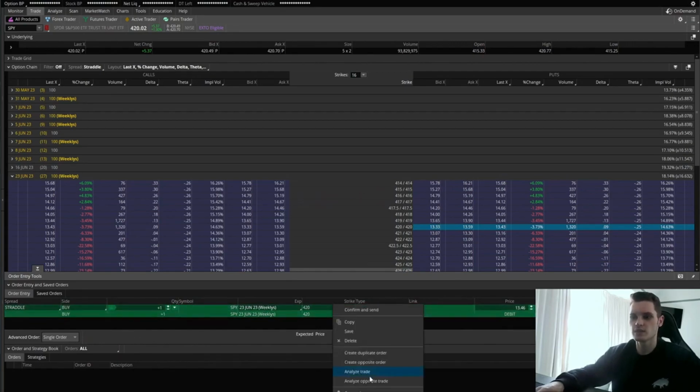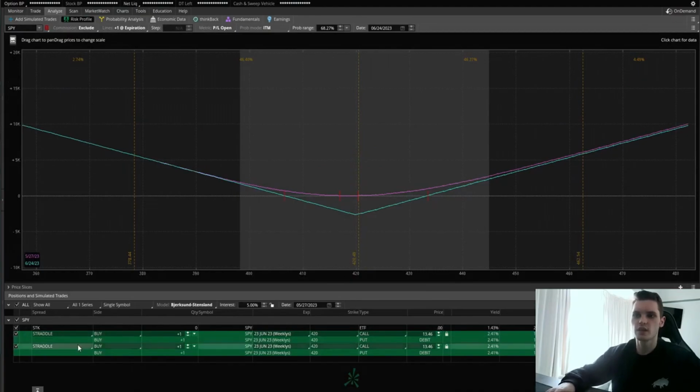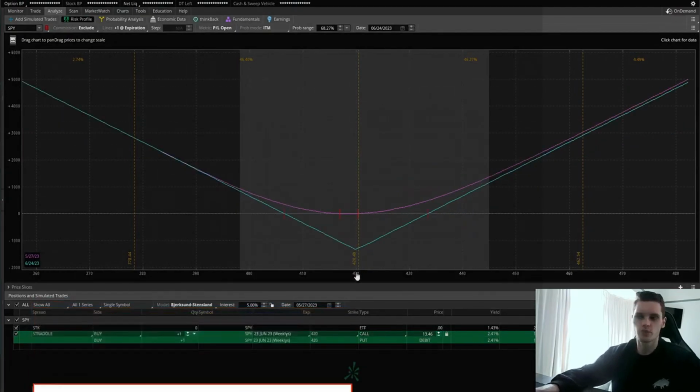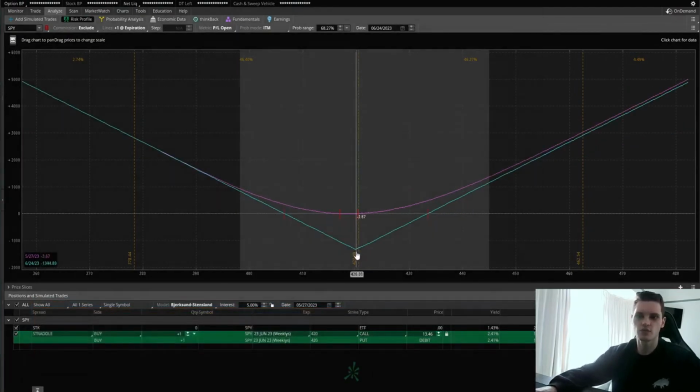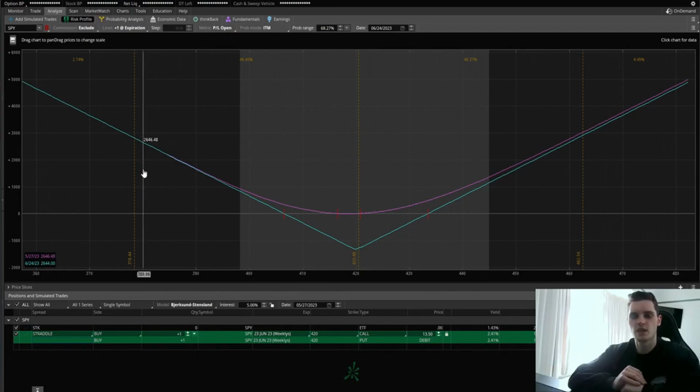And again, we can do that same thing, analyze trade, if you wanted to see what your risk to reward is on this straddle. You're risking whatever your debit is. So let's say it's $1,350. Your max risk is $1,350. And if it does a big move either way, if it goes to 460, you'll be up $2,600. If it goes down to 380, you'll also be up $2,600. That's how the straddle works. That's how you can set it up on Thinkorswim.